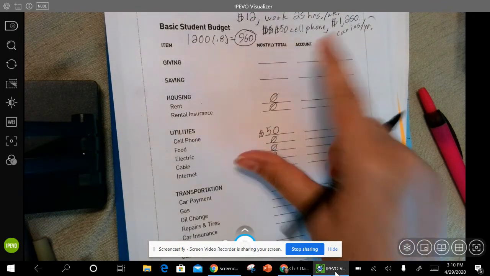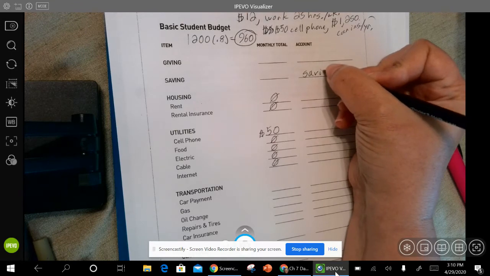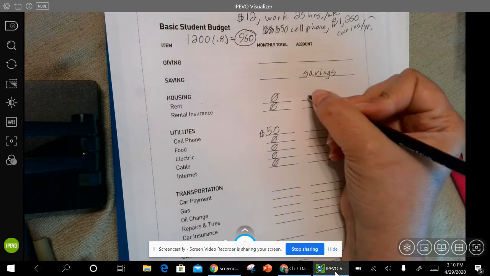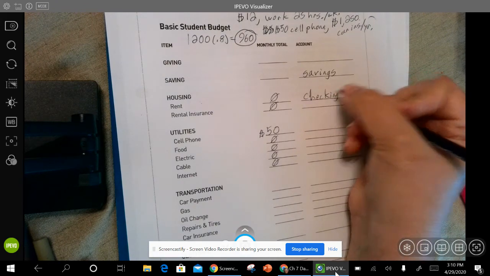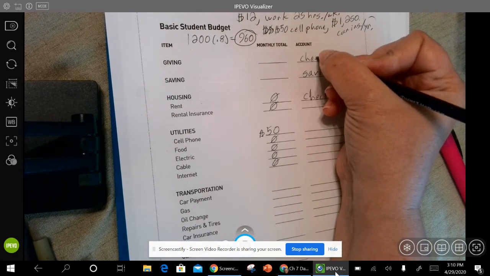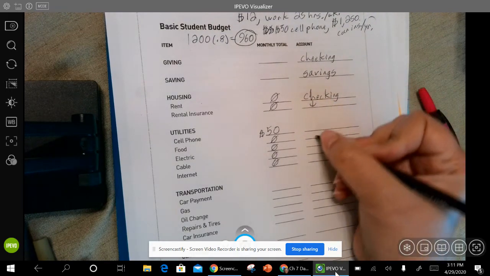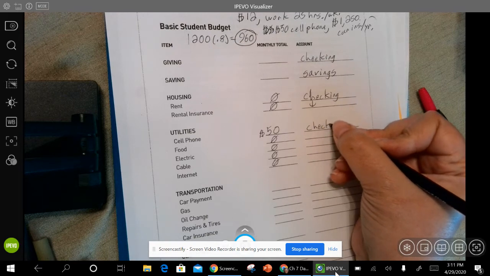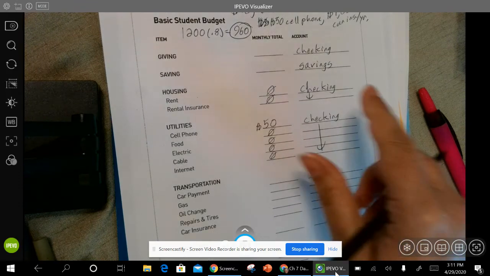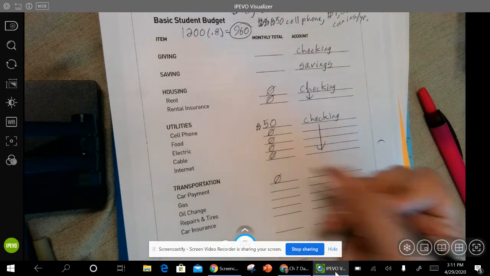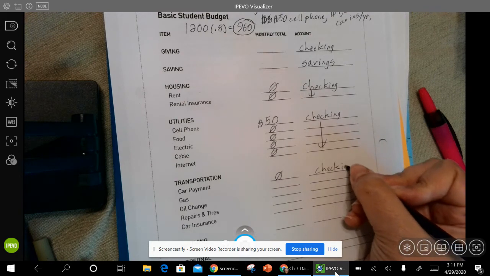And the account, everybody, for most of these, except for savings, is going to be your checking account. Savings will go in your savings account. And giving is also going to be out of your checking account. So for checking, car payment. Your car is hopefully paid for. If not, everybody, that would come out of your checking account.